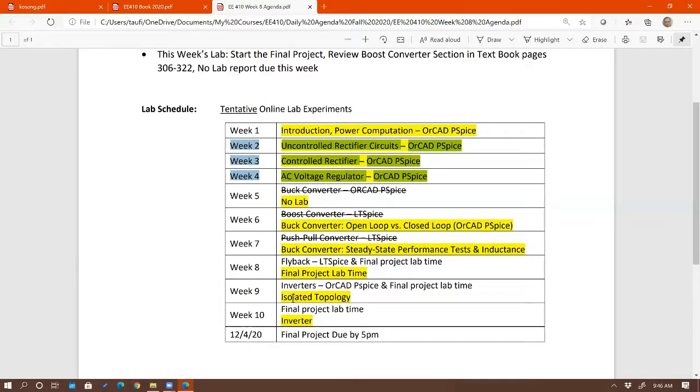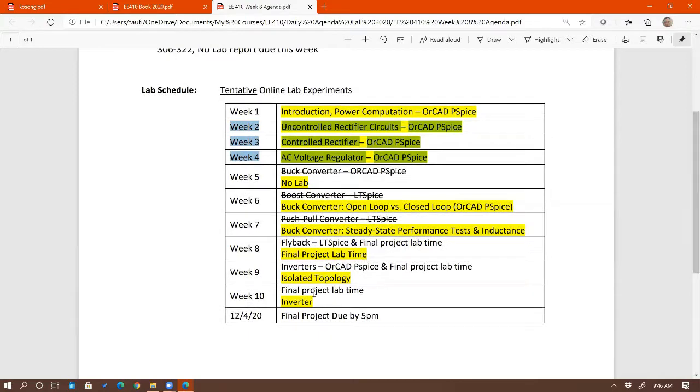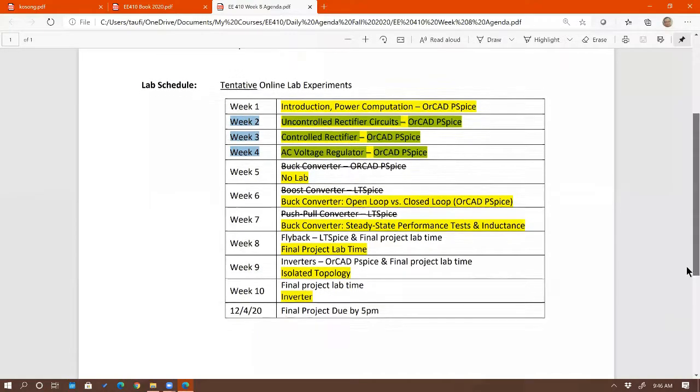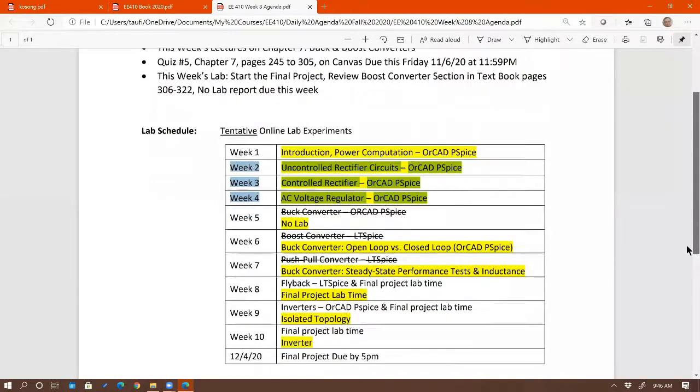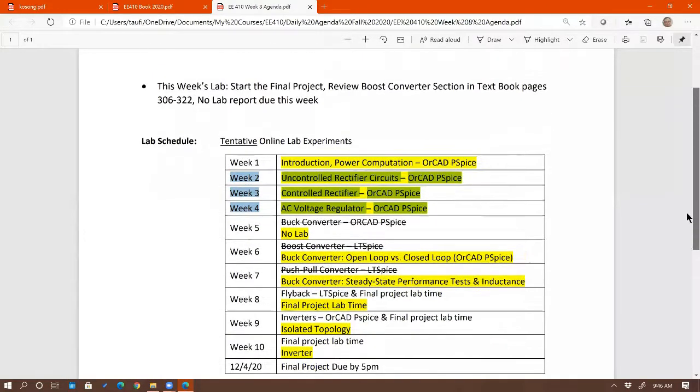And then next week I'll put together a simulation experiment for an isolated topology. I need to decide which one. Okay, I'll let you know. And then in week number 10, we'll do the inverter. Okay. Any question on this? Any question at all? Go ahead.